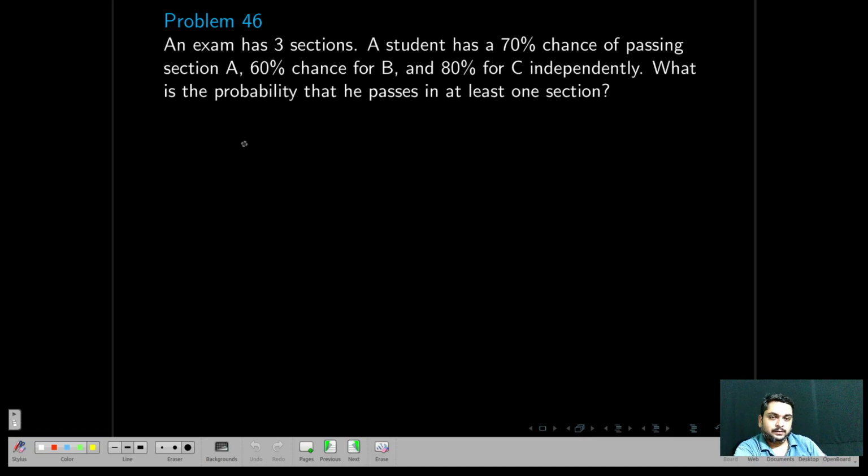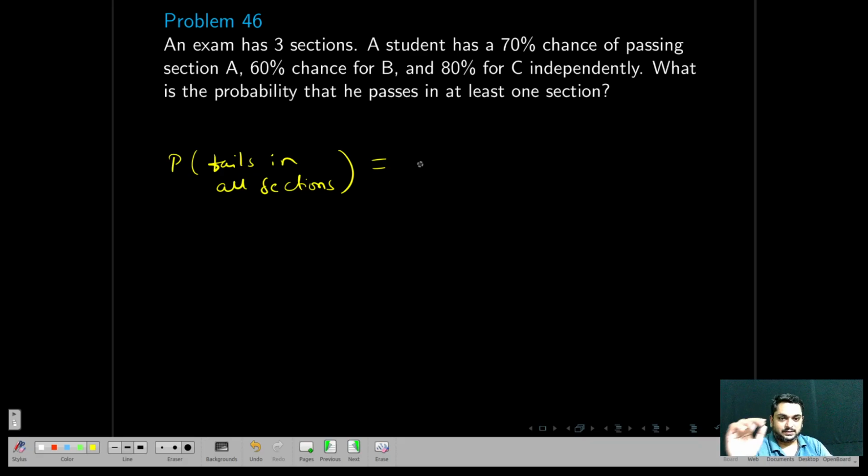Next, an exam has 3 sections. The student has a 70% chance of passing section A, 60% chance of B, and 80% for C, independently. What is the probability that he passes in at least one section? So, the probability that he fails in all sections. When you see at least, you should apply the subtraction rule. That you also see in permutation and combination problems. So whenever you see at least and all those, you go for the total minus whatever he misses here. Fails in all sections.